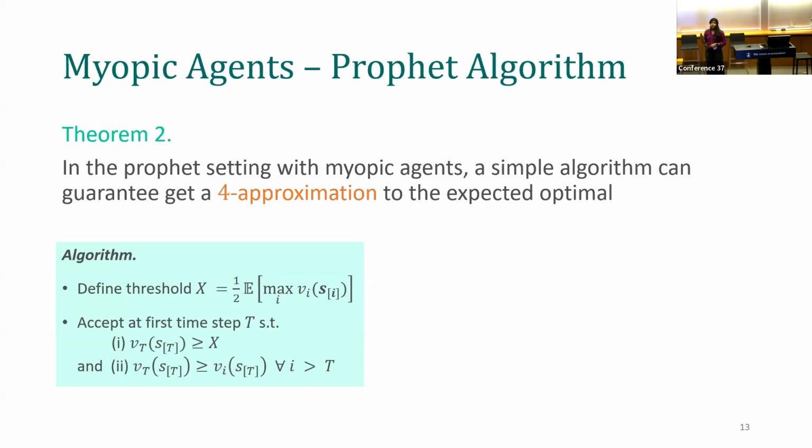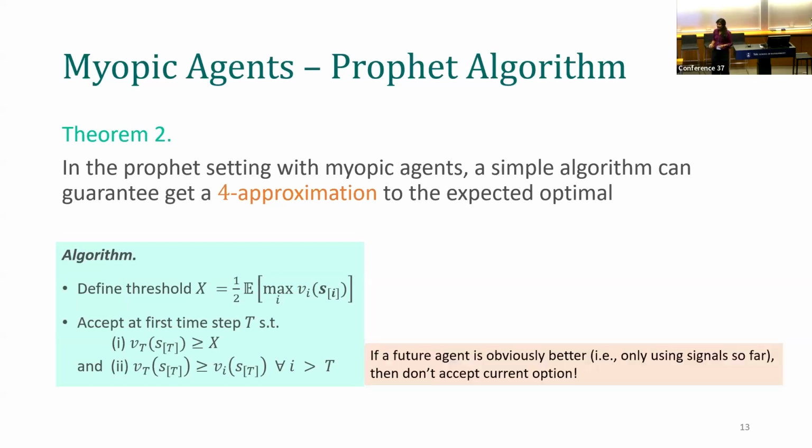But I'm also going to make a second check, and only then accept. The check is that if someone is obviously better than me in the future, I should not actually settle for this item. In particular, I'm going to use the interdependencies to our benefit. I'm going to look at the signals so far, S1 through St, and use them to compute the future agents' values. They might actually have better values, but let's only look at the signals that we know so far. Even with these signals, if someone is obviously better, we shouldn't accept the current option and we should wait.